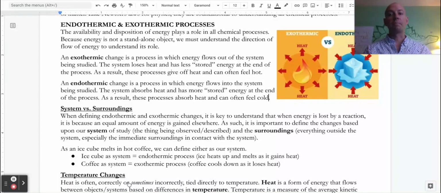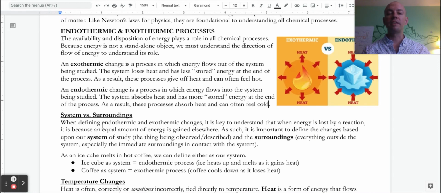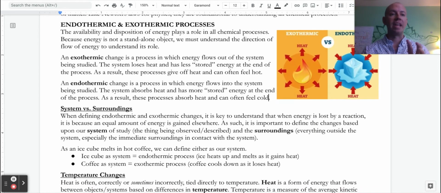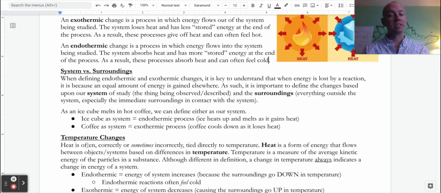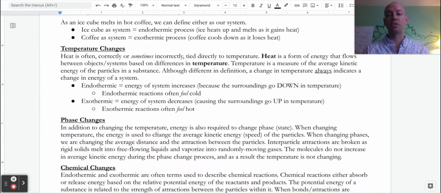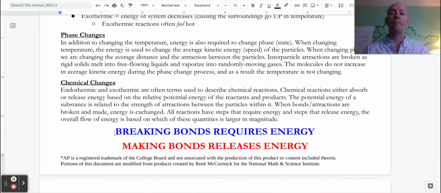Endo and exothermic processes involve a change in heat, but very often we think of endo and exothermic as reactions. So, not just things that are increasing or decreasing in temperature or changing in phase, we're thinking about chemical changes. With a reaction, we are breaking some bonds in our reactants and making some bonds in our products. And that process of making and breaking bonds exchanges energy.